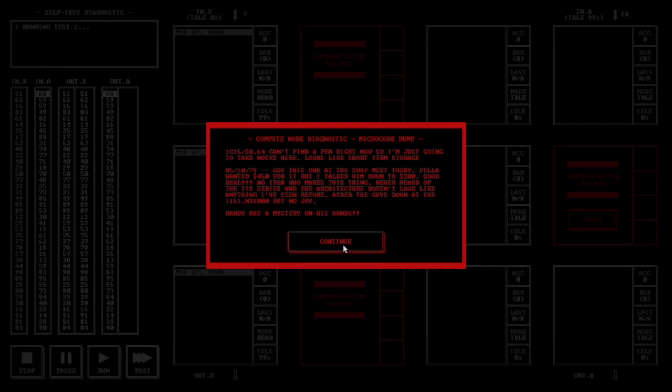Can't find a pen right now. Looks like short-term storage. 5/10/79. Got this one at swap meet today. Fellow wanted $450.